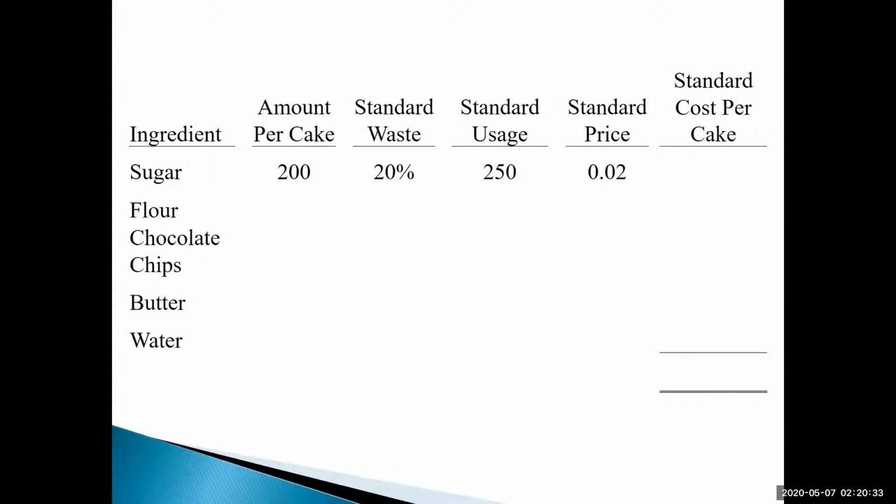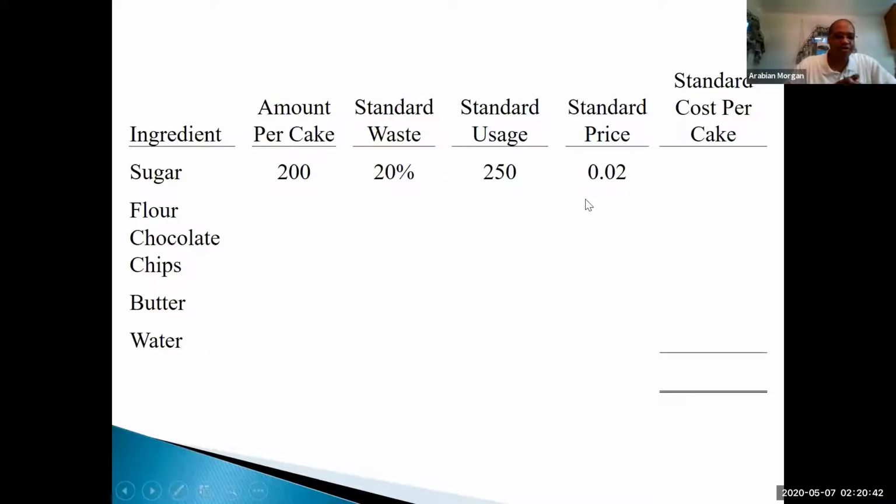Professor? Yes. I believe somebody needs clarification on the previous standard usage. Nick had a question in the chat. Okay, so you get the 250 in the standard usage column by taking 200 and dividing by 1 minus 0.2, or 1 minus 20%. That equals 250. All right. Any other questions on how we got the 250?